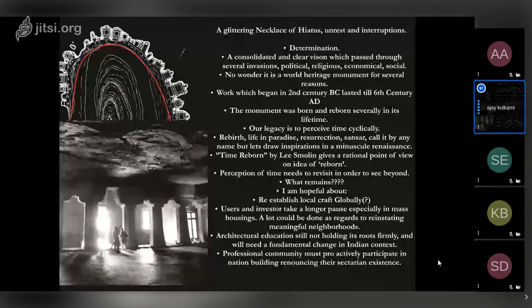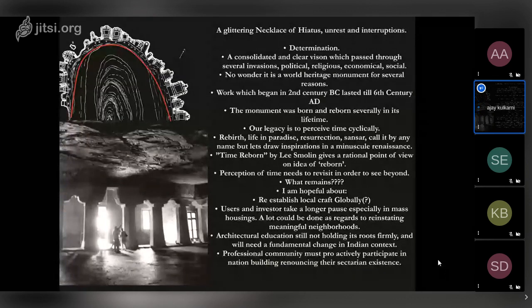Don't be scared. Our legacy and our belief is a perception of cyclic time. So you are born with a cyclic time. So don't be scared. Okay? Whether it is Lord Buddha who called it a paradise, or resurrection, or samsara, or reincarnation, whatever it may be, you are experiencing a minuscule demonstration of that. So read a book called Time Reborn by Lee Smolin, who will give you a scientific perspective of time reborn also. Okay, so the perception of time needs to be revisited to see beyond in order to verify what finally remains.